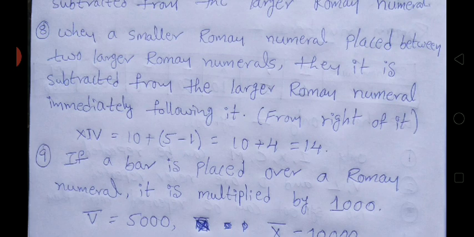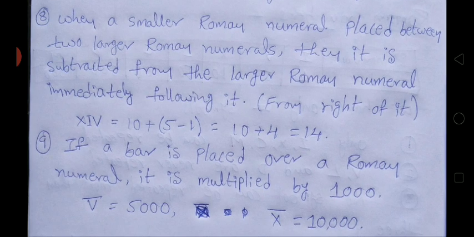If a bar is placed over a Roman numeral, it is multiplied by 1000. If we place a bar on V, it becomes V into 1000, 5 into 1000, which is 5000. If we place a bar on X, it becomes 10 into 1000, which is 10,000.